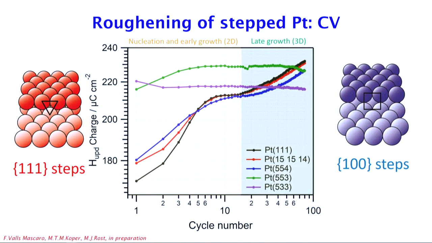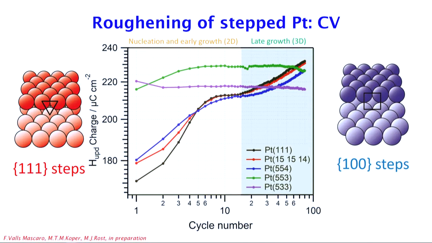There seems to be somewhat of a change in the initial 2-dimensional growth, but eventually they also show this 3-dimensional growth, or this lateral growth. But interestingly, if we go to surfaces with relatively narrow terraces and 2 different types of step configurations, we see that they do not seem to show this 3-dimensional growth. So they do not seem to roughen in 3 dimensions.